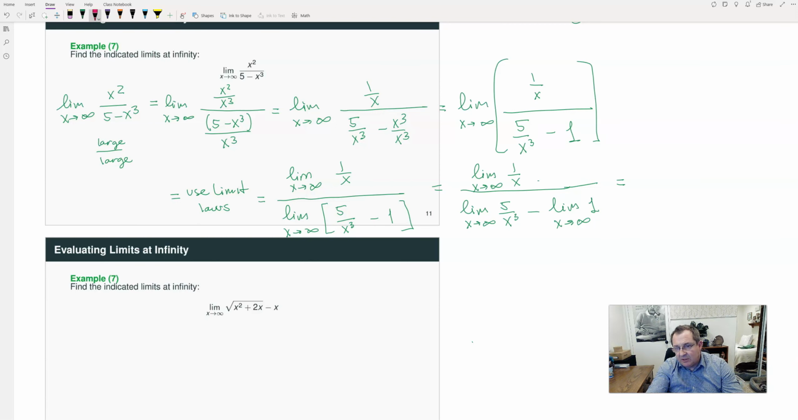So the limit of 1 over x, we know what that is. It's 1 over a large number. That limit is equal to 0. The limit of 5 over x cubed, we know what that is. It's 5 divided by a large number. That limit is also 0. And the limit of 1, as x goes to infinity, 1 doesn't change. It stays the same, so the limit of 1 is itself. So evaluating limits, we have 0 divided by 0 minus 1, altogether 0. So the answer to this problem is 0.